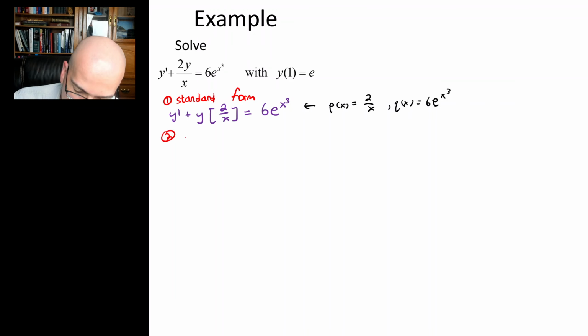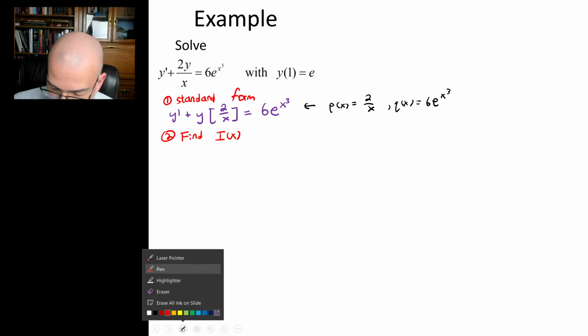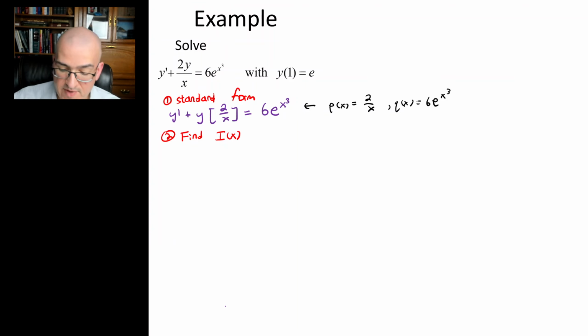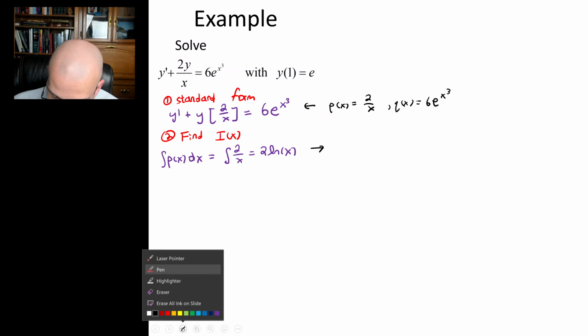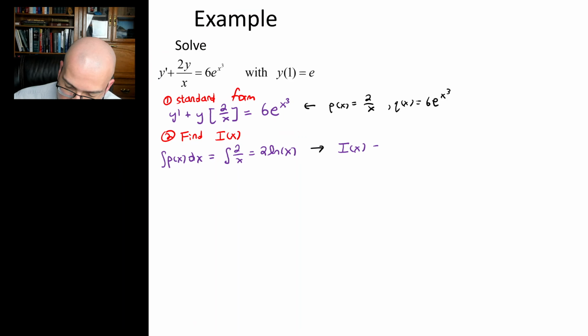Step 2. Find I of x. In order to find I of x, we need an important ingredient. We need the integral of p of x. So integral of 2 over x, which is 2 times ln of x. And we've seen this story play out a few times. We're going to exponentiate this. Bring the 2 up as a power, so it's ready for a cancellation law. And we're done with our integrating factor.